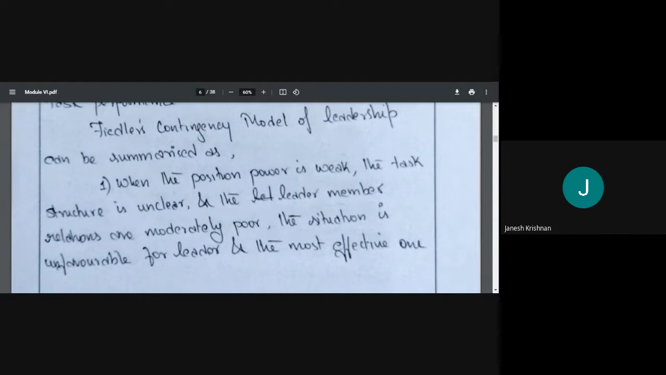And finally, everything can be summarized in three points. One is when the position power is weak, the task structure is unclear, and the leader-member relations are moderately poor. So all three dimensions are weak. Position power is weak, task structure is unclear, leader-member relations are moderately poor. In that case, the situation is unfavorable for a leader. And the most effective one will be who?